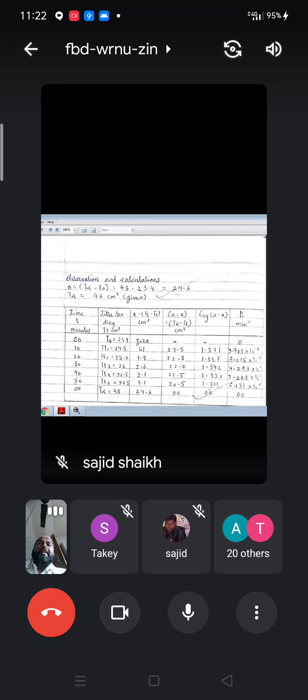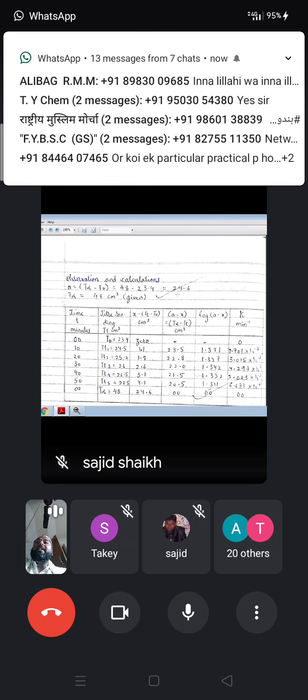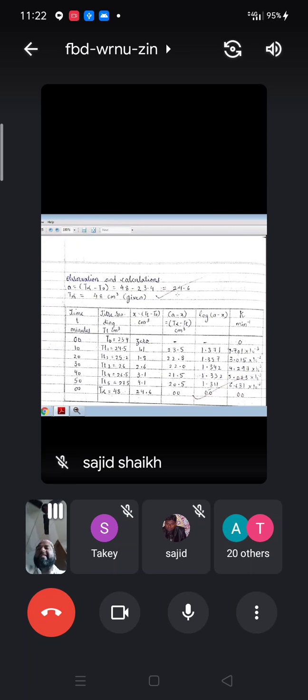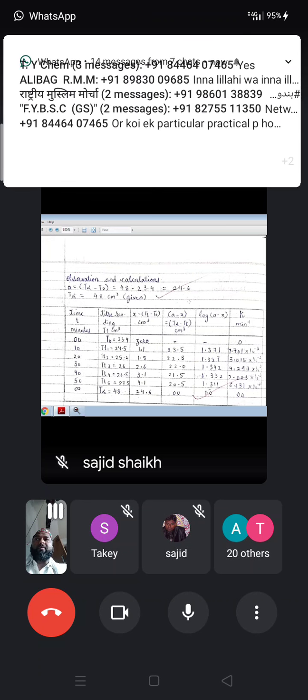Here a, how can you calculate a? I said the T infinite value will be provided. Here the 48 cm³ is there. Then you can calculate a easily. a is nothing but T infinite minus T0, which is equal to 48 minus T0, your first reading, the zero reading that we take at the time of mixing. That is 23.4 here. That will give 24.6 cm³. Please write the cm³ over here.